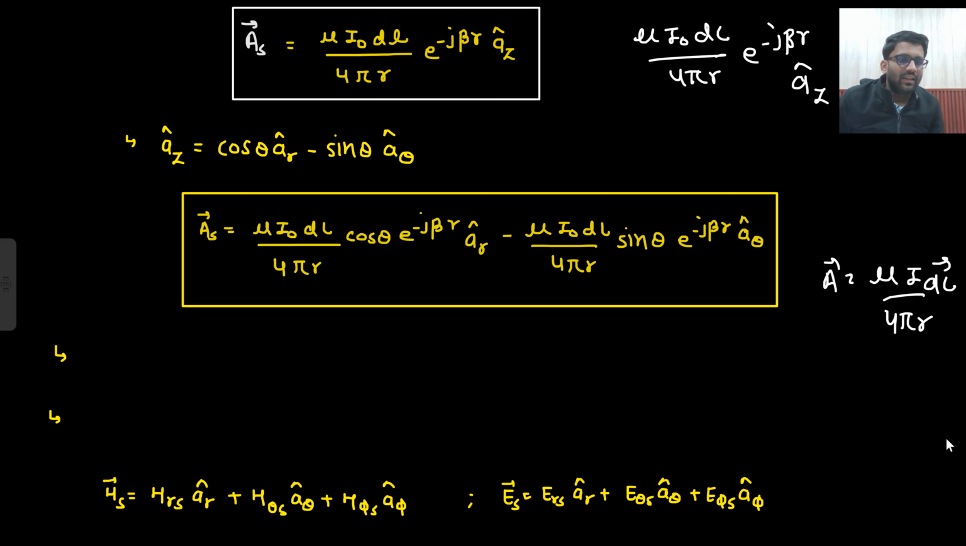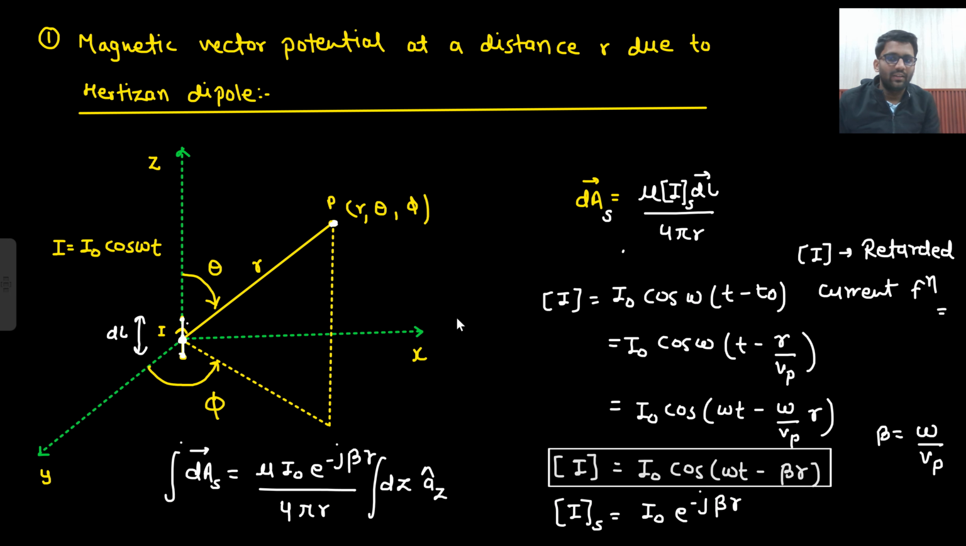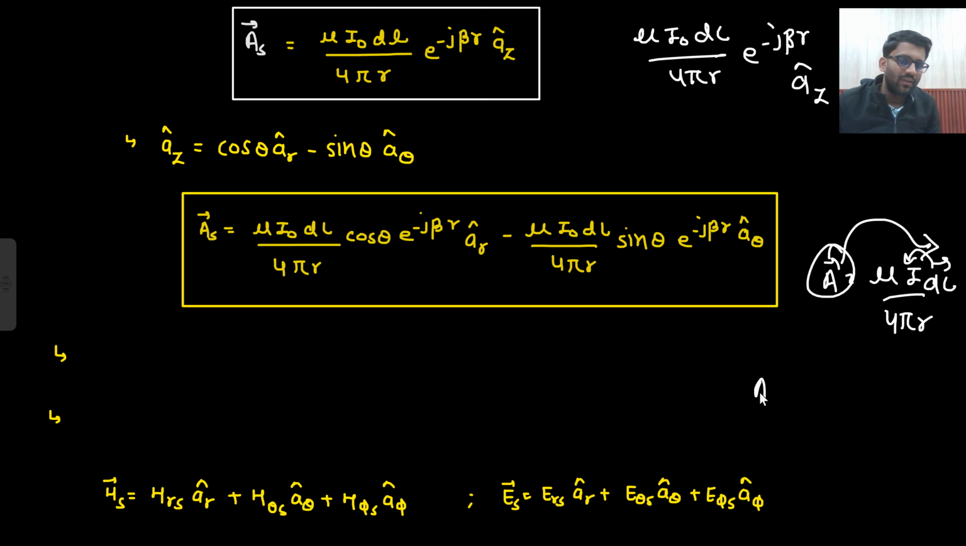And what is the direction of A? The direction of A is in the direction of dl. And what is the direction of dl? The direction of dl is the same as the direction of current. So here what is my direction of current? That is in az cap. So what will I write down? For the Hertzian dipole, my magnetic vector potential is mu I naught dl upon 4 pi r.